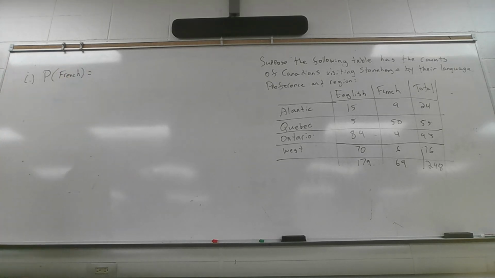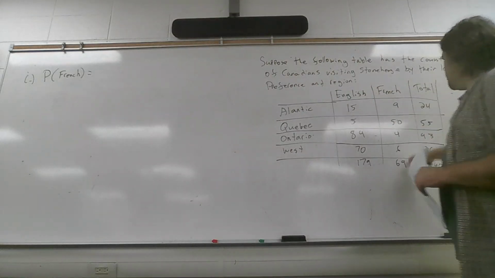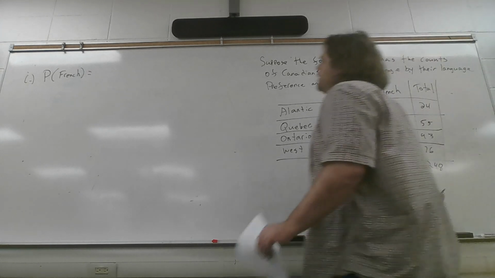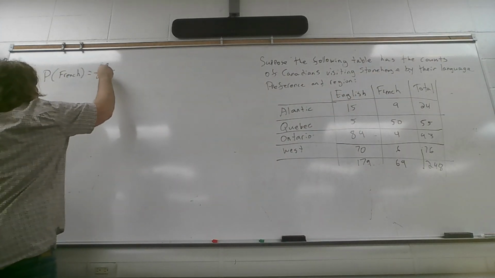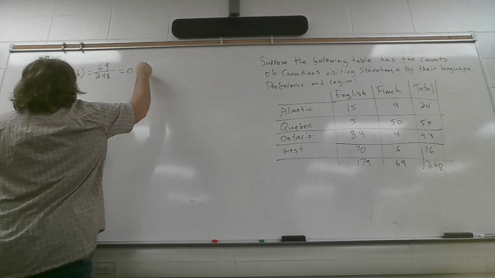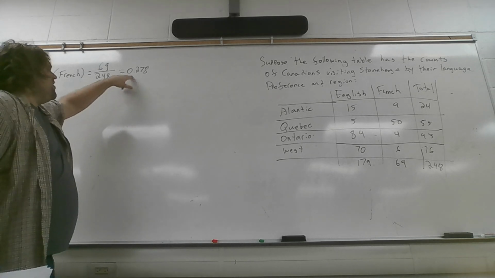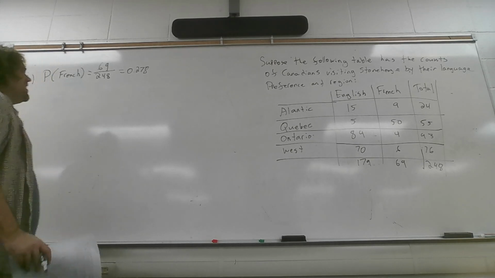We answer that just like we always have been. We look at how many people chose French, 69 of them. How many total people are there? 248. So it is 69 out of 248, and you can actually figure out the decimal here, 0.278. When it comes to probabilities, you can write decimals or fractions. I don't care. I would say it's a good idea to check, because if this is bigger than 1, no, it has to be less than 1.